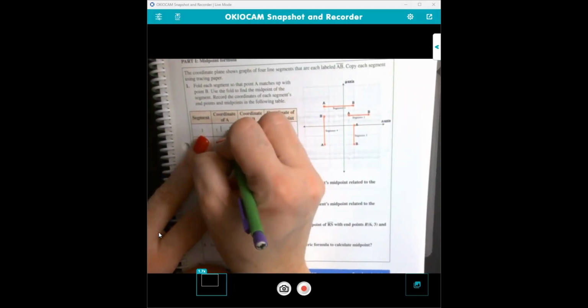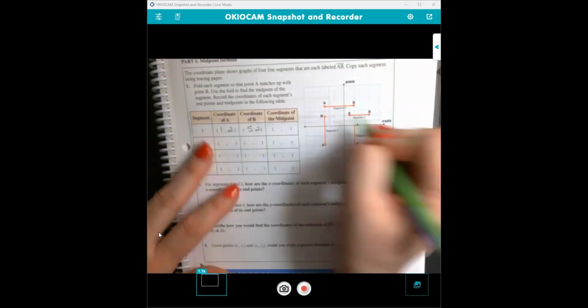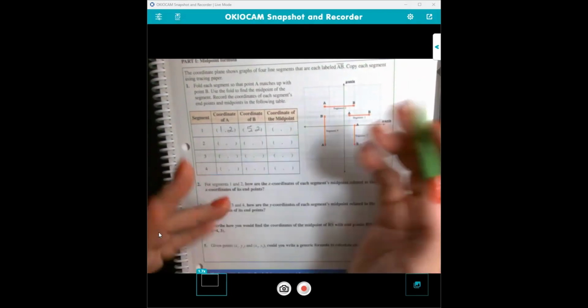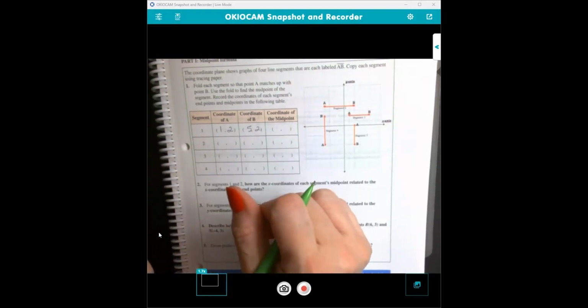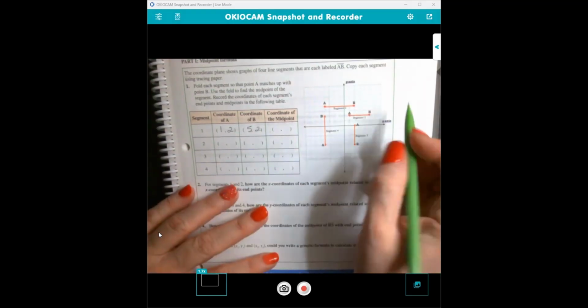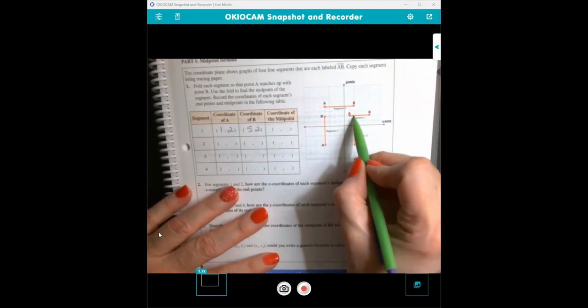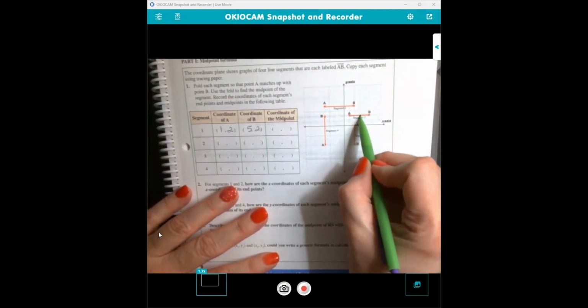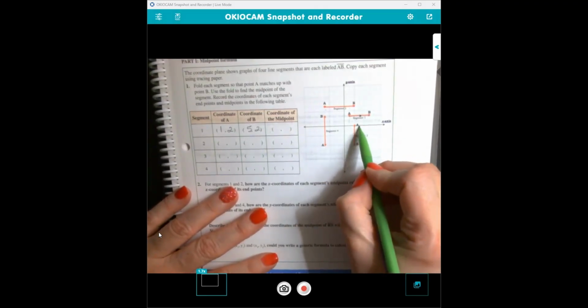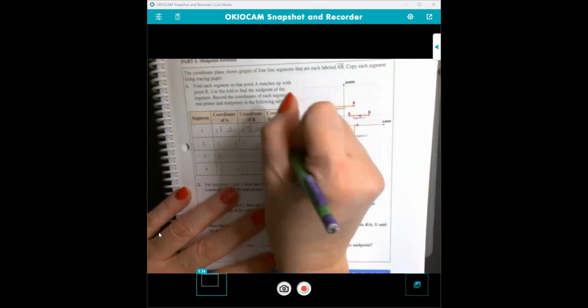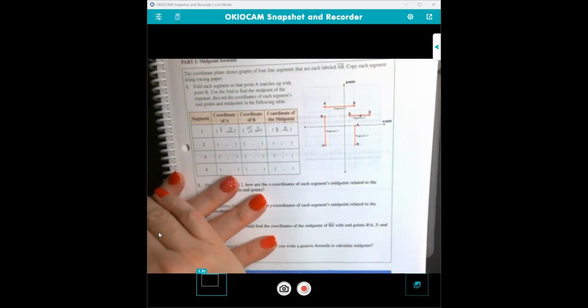Ordered pair for A is (1, 2). Ordered pair for B is (5, 2). To find the midpoint is basically the average of the two endpoints. Okay, that's what you're doing, the average. So basically, you're going to count 1, 2, 3, 4. So it's going to be right there in the middle, right? And what is that point? That point is 3 by 2. So this is (3, 2), right?